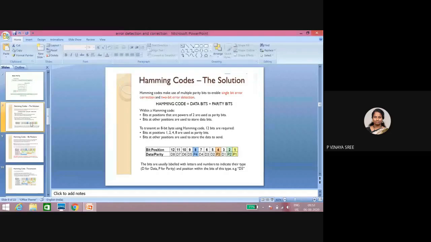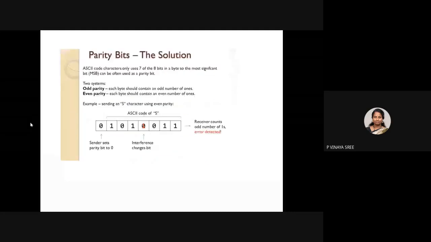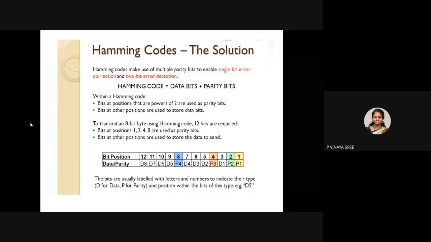We'll start with the Hamming code. Yesterday we started, but let me take one more example so that it will be clear for you. But I want answers from you. So what is this Hamming code actually? Hamming code is used for detecting as well as for correcting errors.